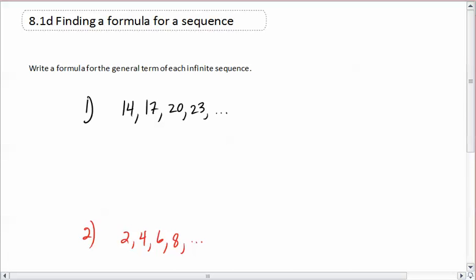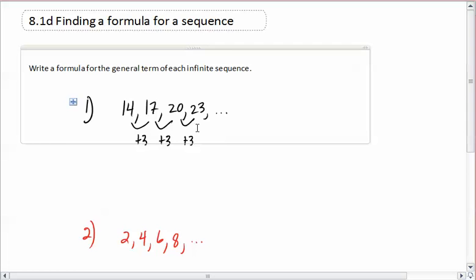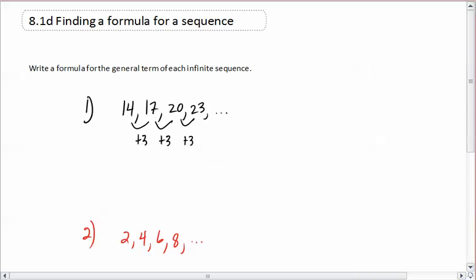So what if you're asked to find a formula for a sequence? Well, you first want to look and see what's happening between the terms. I'm looking at this and I'm saying, well, they just added 3. That's pretty straightforward. Whenever I see that there's adding and subtracting between the terms, then it's fairly easy to create a formula for it.